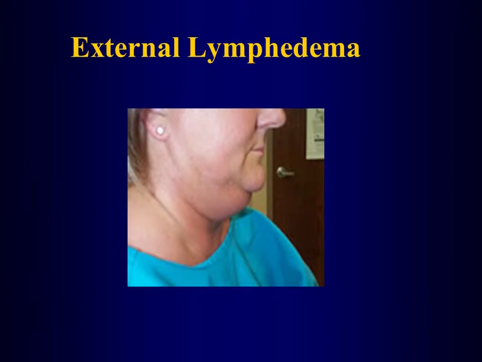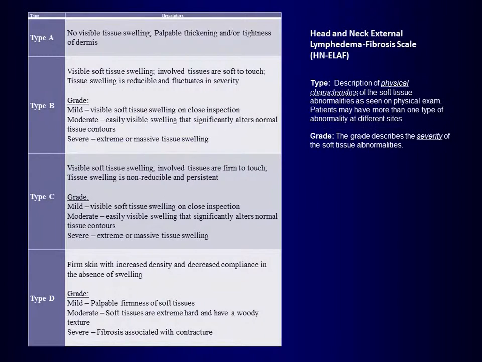Now, I think we've all seen external lymphedema. It commonly occurs in the submental region, but it can include any part of the face and neck. It is manifested predominantly by swelling. This is a scoring system that we've developed at Vanderbilt. We've done a lot of work on lymphedema in the head and neck patient population, and we've broken down lymphedema and fibrosis into several types.